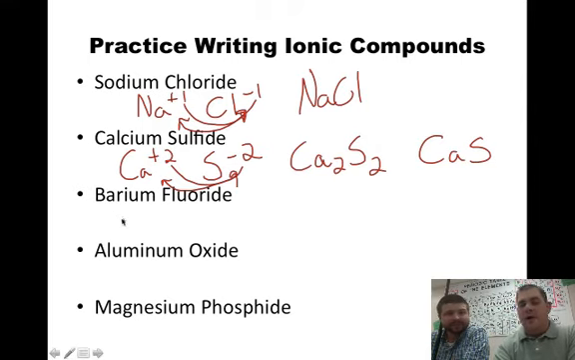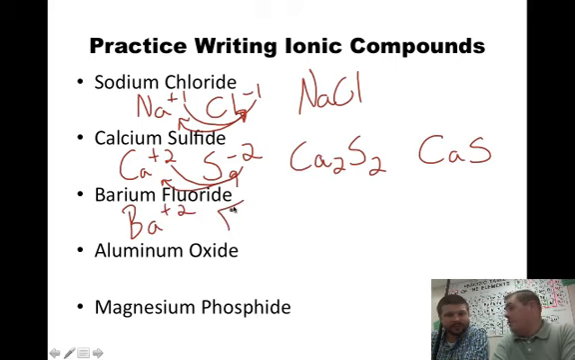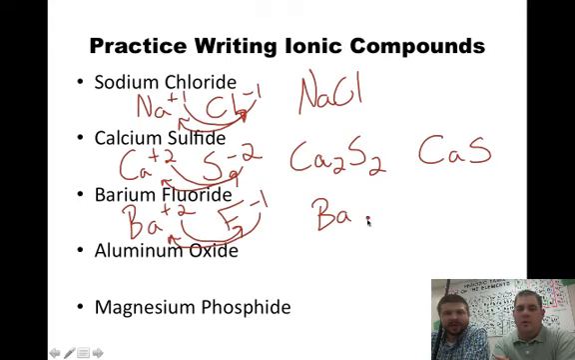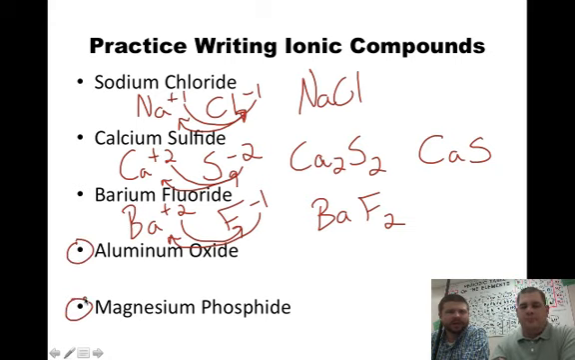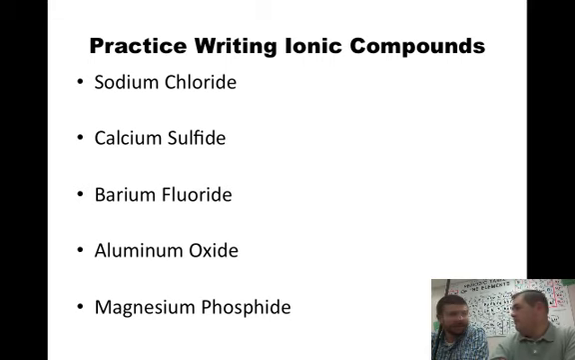Barium is +2. Fluorine is -1, and now it's fluoride. Using the crisscross method, this 2 will go down here and that 1 will go down there, so it'll be BaF2. We'll leave you to do these last 2, aluminum oxide and magnesium phosphide. As long as you use the crisscross method, you'll never be wrong. Well, that's it.